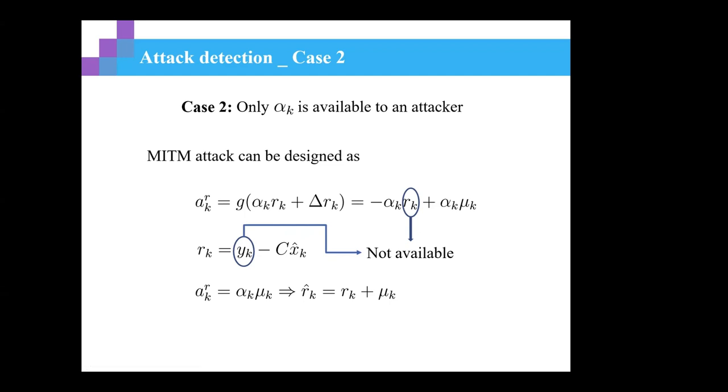Because an adversary can only obtain the information about the encoding function, but he or she cannot obtain the estimation ratio R sub key. Even if an attacker can obtain the information about the system model, he cannot obtain the method used to generate the key. So R sub key is also not available to him. So the attacker has to design the corresponding function as this, alpha sub key times mu sub key. So the corresponding R hat sub key is the original estimation residue plus this parameter.